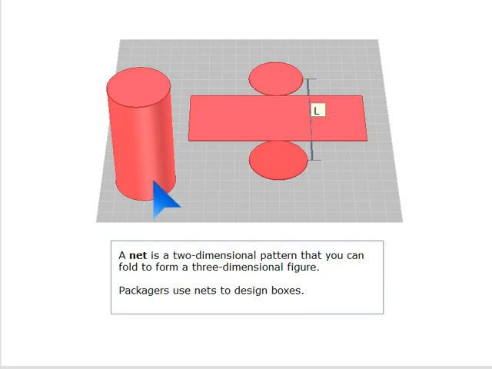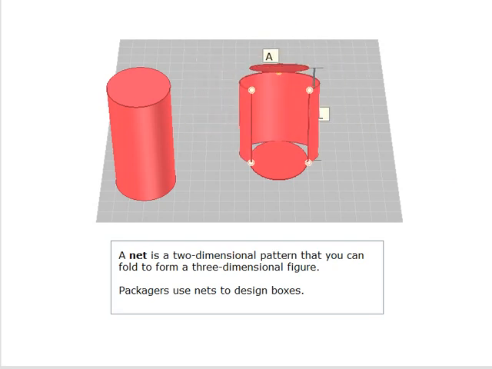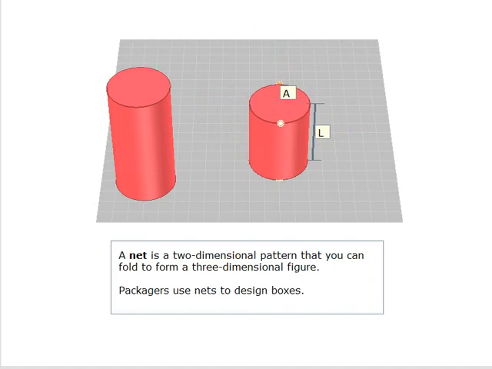On your screen you see a three-dimensional figure, a cylinder that's there, and here you see a pattern. Now what I'm going to do is fold that pattern and you'll see what happens. The pattern folds and it forms a cylinder. Let me flatten it again.